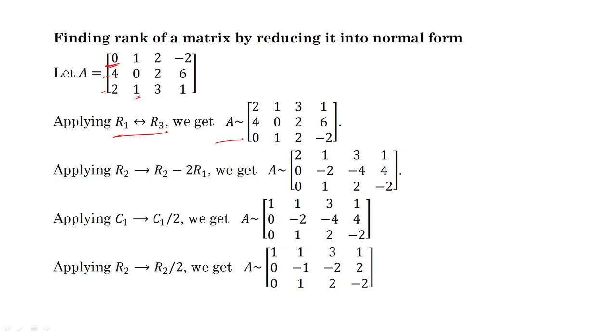Now we have to make this element 0 and this is 2, so you can make it 0 by applying R2 replaced by R2 minus 2 R1. So if you apply this transformation, then this element will be 0, and similarly you can calculate other elements. So the equivalent matrix will be like this.